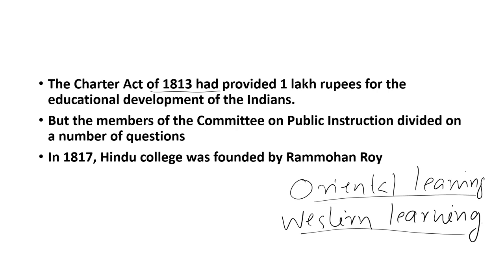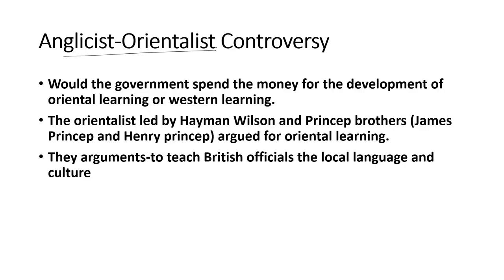While this controversy was going on, a Hindu College was founded by Raja Ram Mohan Roy in 1817 at Calcutta. This institution provided both Oriental learning as well as Western learning. And this controversy between the Orientalists and Anglicists came to be known as the Anglicist-Orientalist controversy. The main controversy was whether the government would spend the money for the development of Western learning or Oriental learning. This was the major question between the Orientalists and the Anglicists.